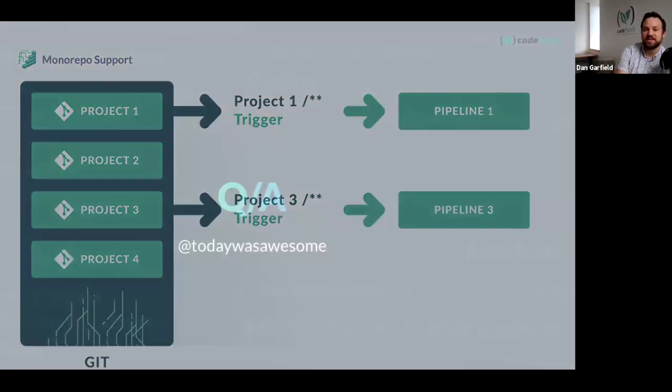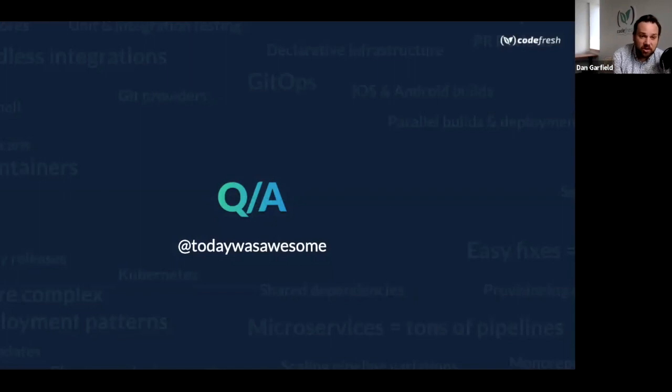So that's really nice. So Monorepo is number 13, and that completes our tour of 13 key features every modern CI/CD should have. And with that, we'll move into the Q&A period.